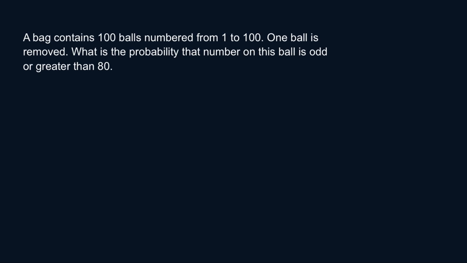So this is, you've got the numbers 1, 2, 3, 4, all the way to 100 balls. All right. So they take out 1 out of these 100. So the question is, what's the likelihood that the one that you actually removed is odd or greater than 180?